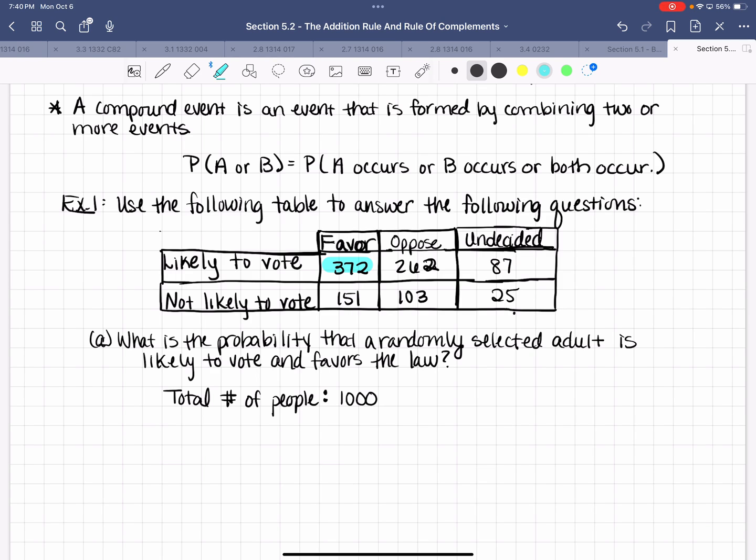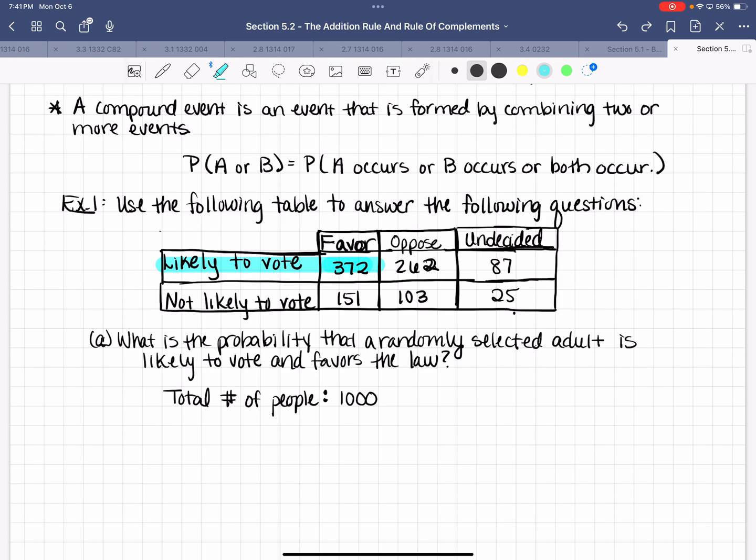So it's like you're going down and across. You go to the favor people. There's a 372 under favor and there's a 151 under favor. The way I know is I'm looking at who intersects with favor, and it's the likely to vote. Likely to vote and intersects with favor, right? Okay, and that's what we needed, so it's the 372.